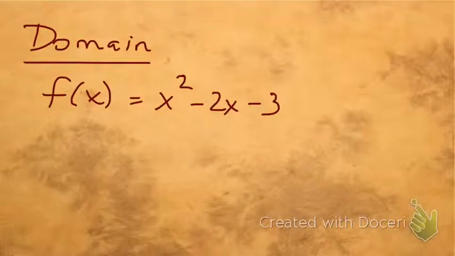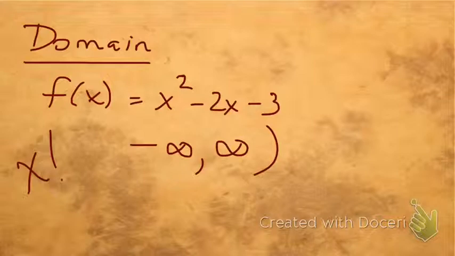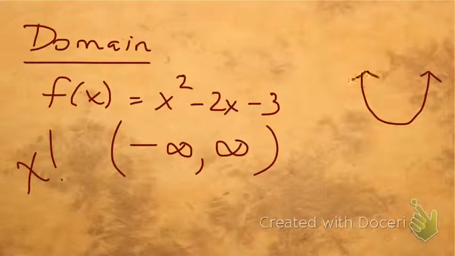Do it again. Another domain question. What is it that x can be? There is no denominator. There is no square root. There is no restriction. X could be everything from negative infinity to infinity. Think about it. The graph would look like a parabola, and it goes everywhere.